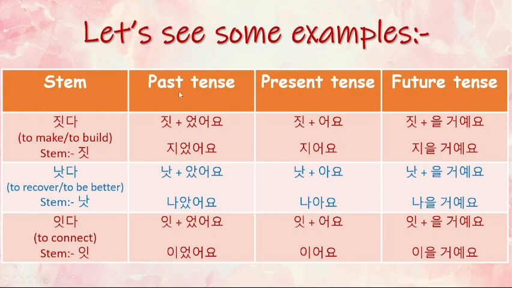Alright, now let's learn the conjugation in past tense. In past tense, you are going to attach 았어요 to the verb stem. We already know the rules of conjugation.